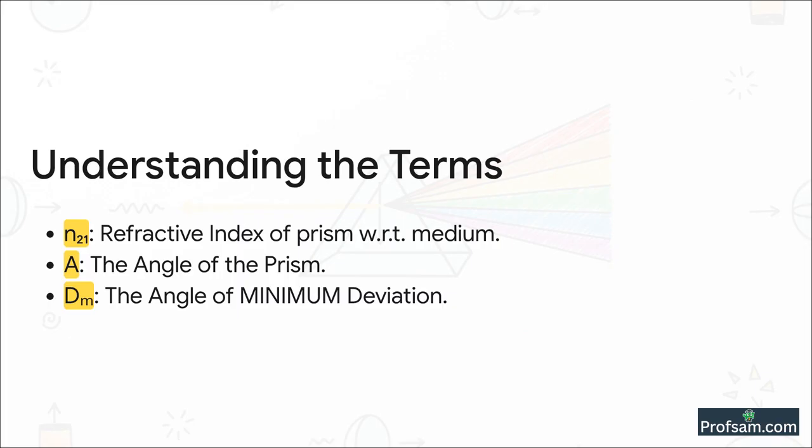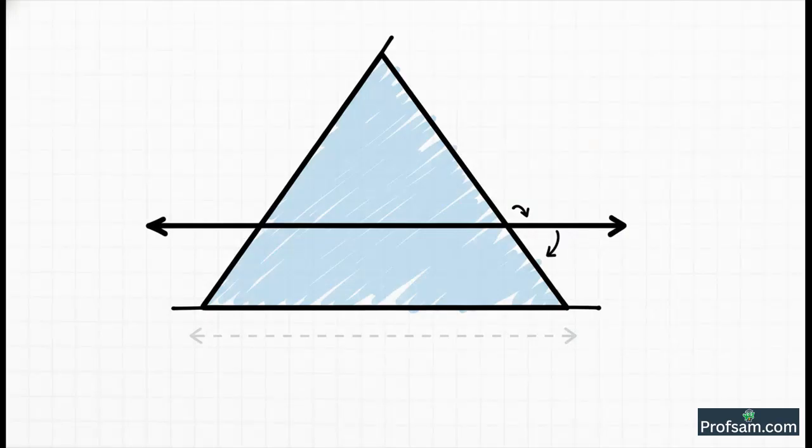n21 is just the refractive index of the prism material, which is usually glass, with respect to the medium outside, which is usually air. A is the angle of the prism. That's the top angle of the triangle. And δm is something very special. It's the angle of minimum deviation. So what is this minimum deviation?